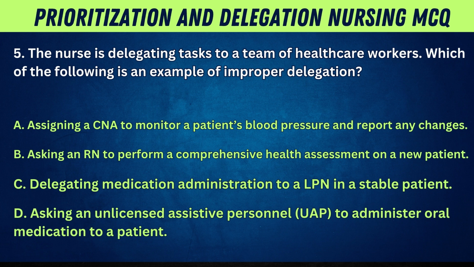Which of the following is an example of improper delegation? A. Assigning a CNA to monitor a patient's blood pressure and report any changes.